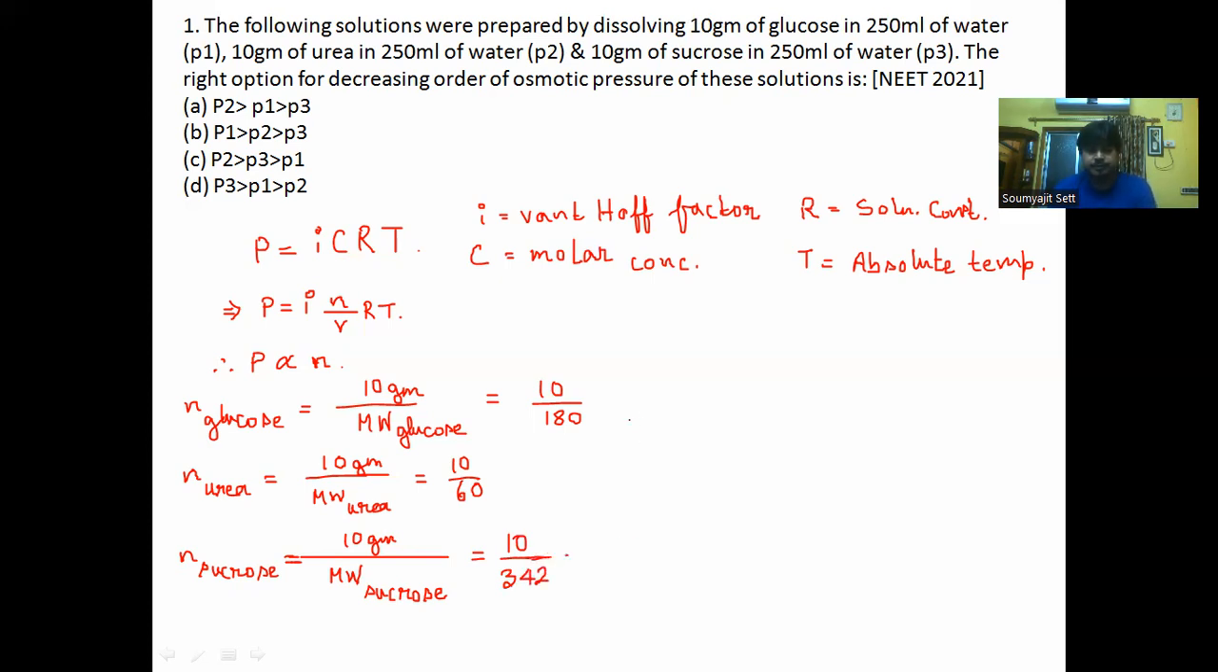So see here, n of urea is maximum, then n of glucose, and lastly n of sucrose, right? So we can write P2 greater than P1 greater than P3. So that is the correct option. That is option A.